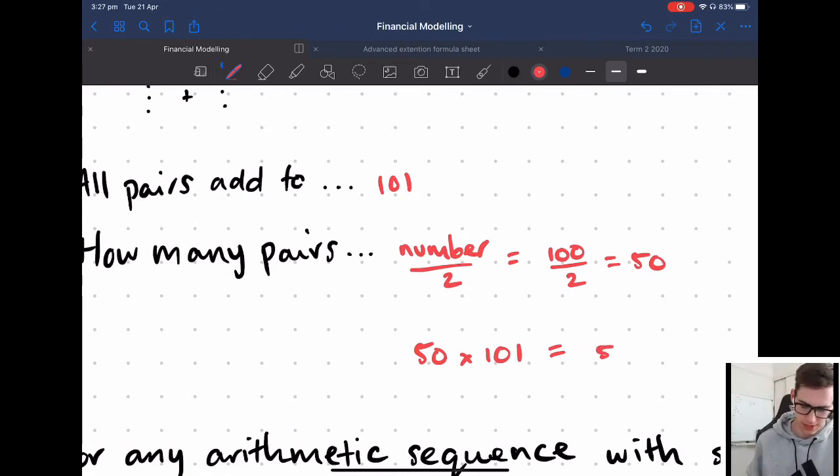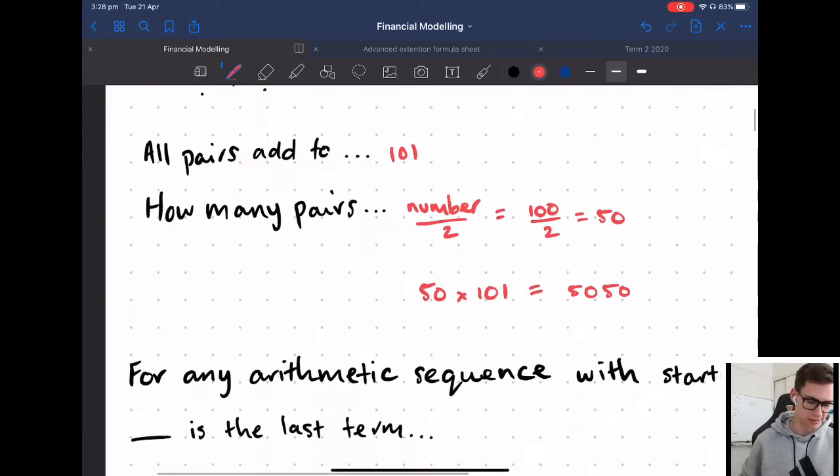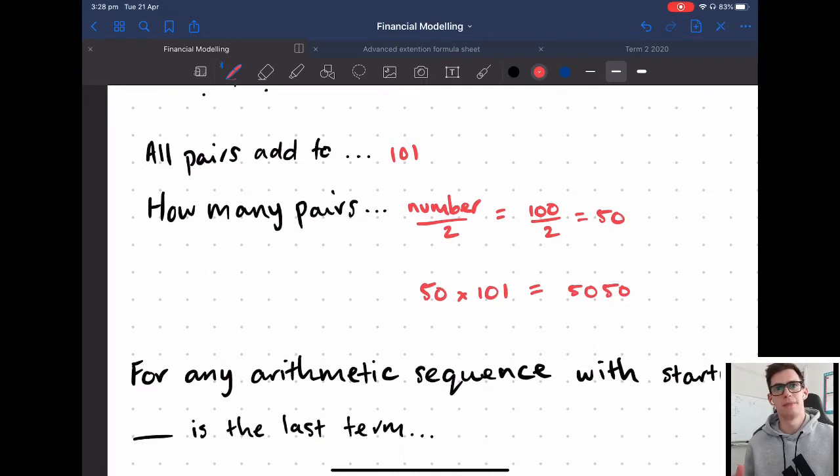So the maths should be 5,050, I hope. I'm genuinely going to check that because I've been out of maths mode for far too long. So you've got 50 times 101. Don't worry, I'm a genius. It's all good. And that's it. That's one way that we can use arithmetic series to answer a really common problem.